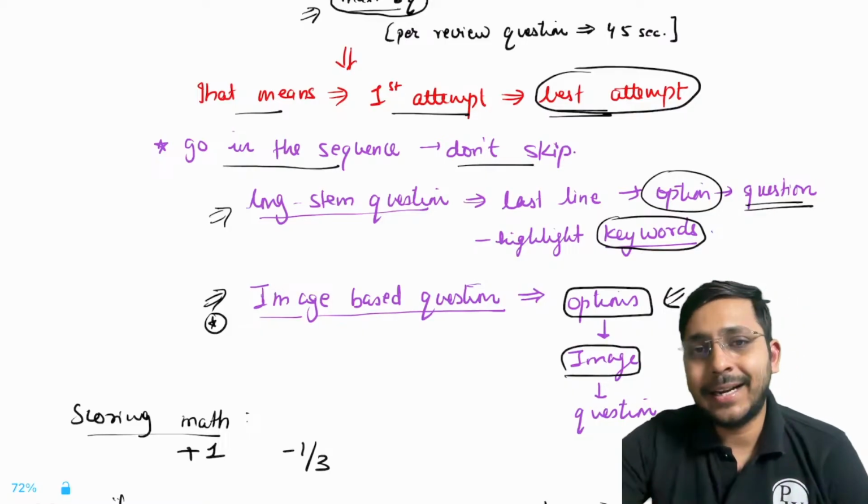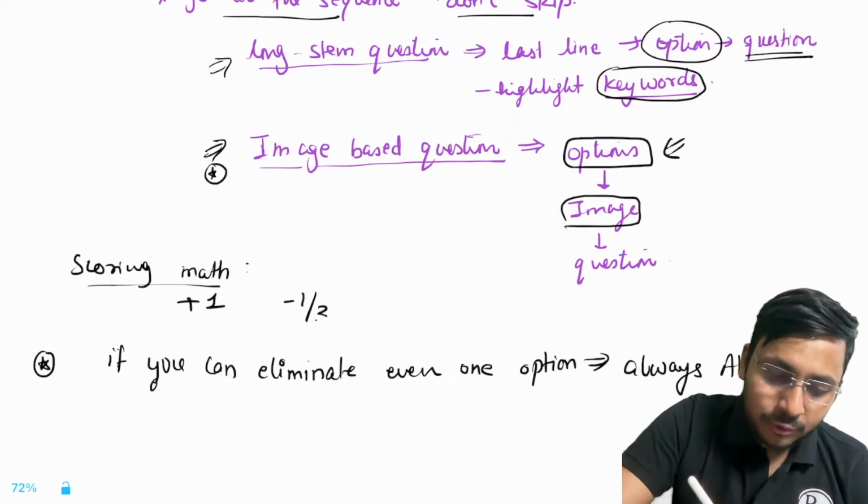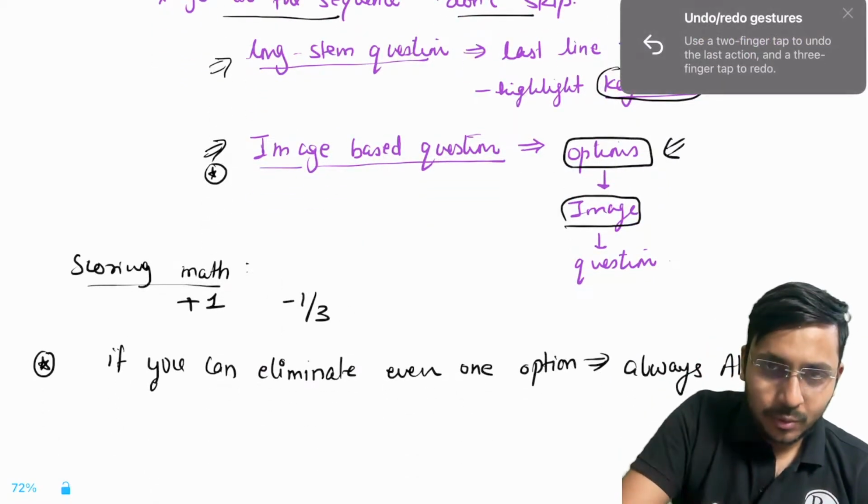Now, why am I saying that attempt high, negative marking hai, but the negative marking is -1/3. It works in your favor.